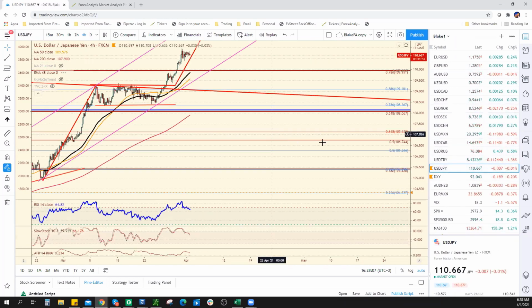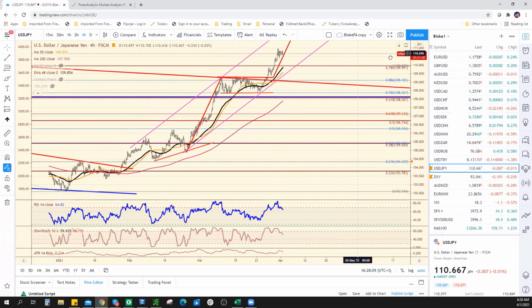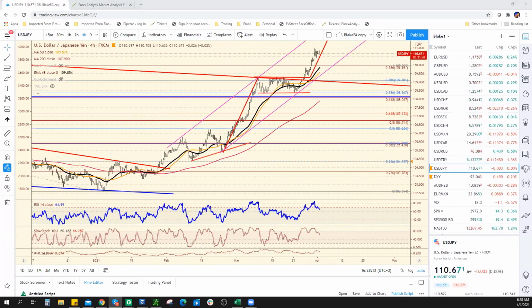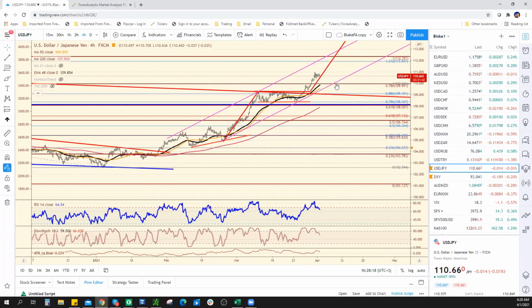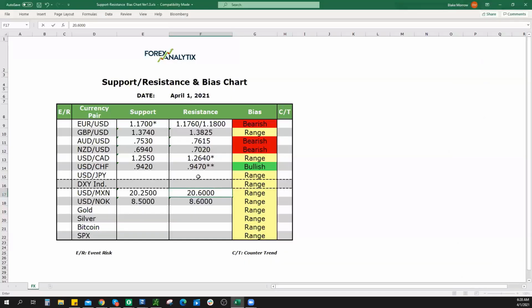Dollar yen. So dollar yen continues to trailblaze higher. So 109.80, next stop 112 or 111.93. So 111 and 109.80. It's bullish.